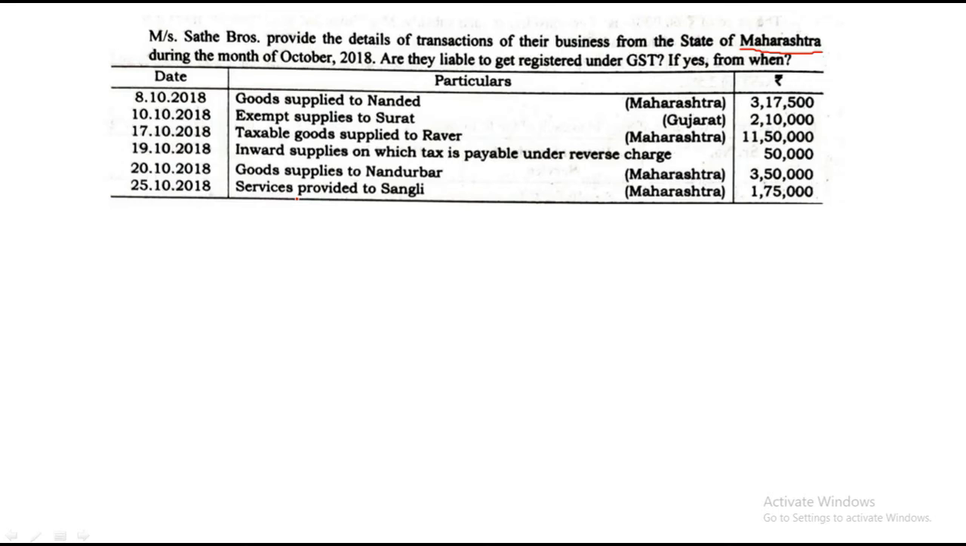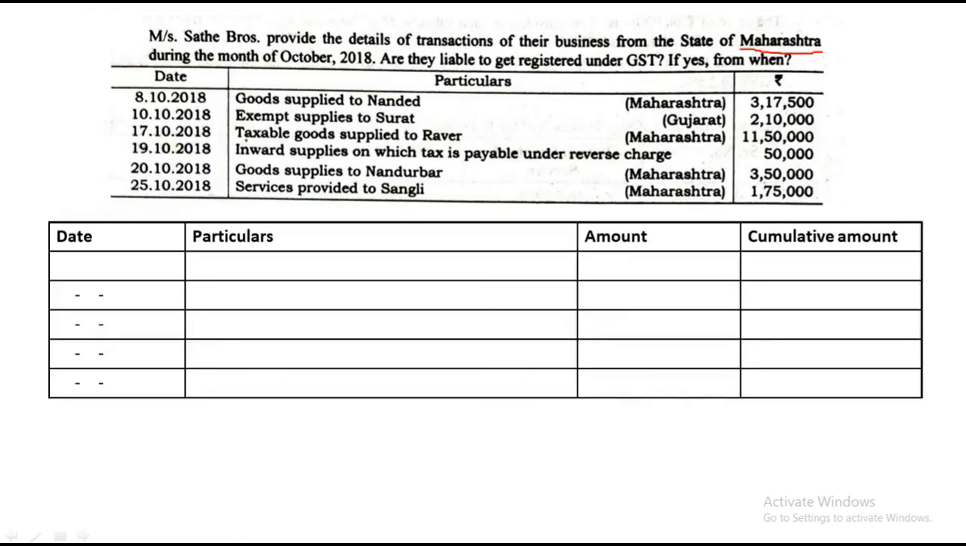Now, let us see how to solve this sum. The columns that will be required: we'll have date, particulars, the amount, and I need one more extra column called cumulative amount, because that column will tell us exactly when the aggregate turnover surpassed the threshold limit. Okay, one by one we'll start now.